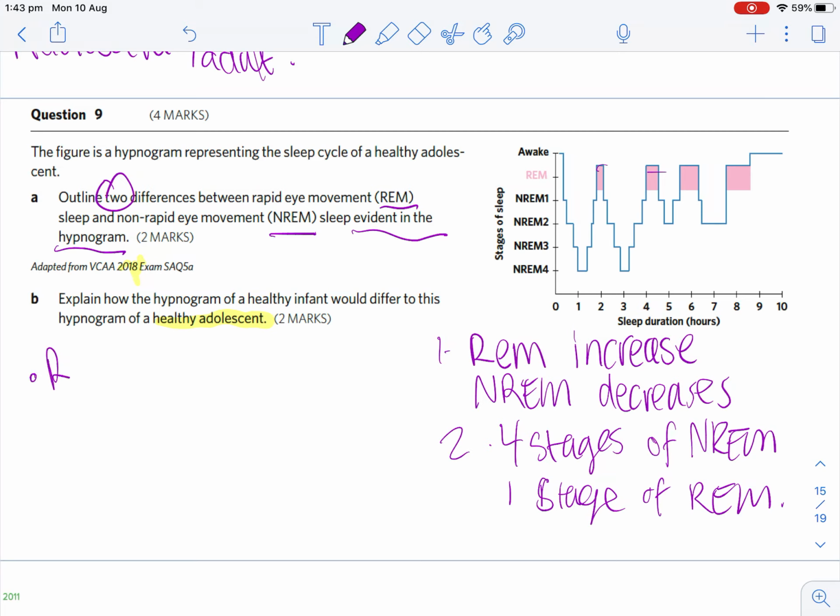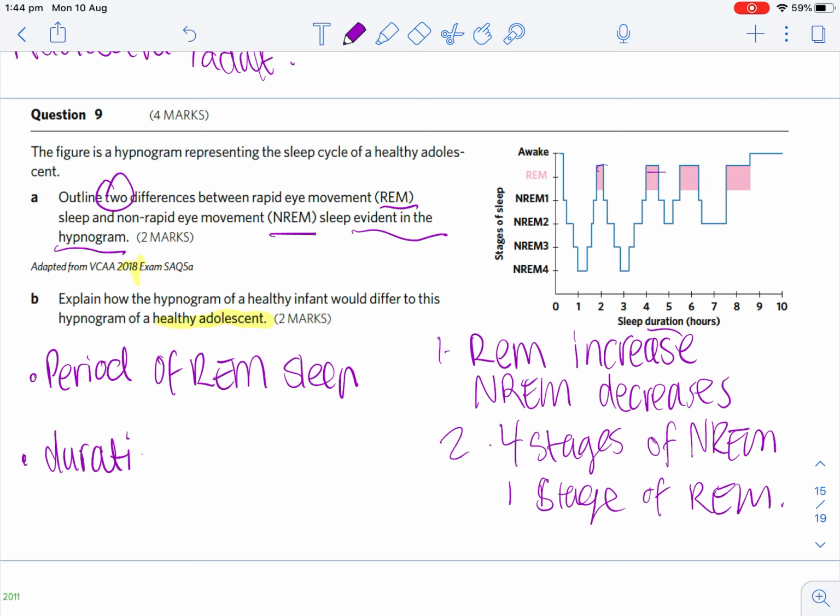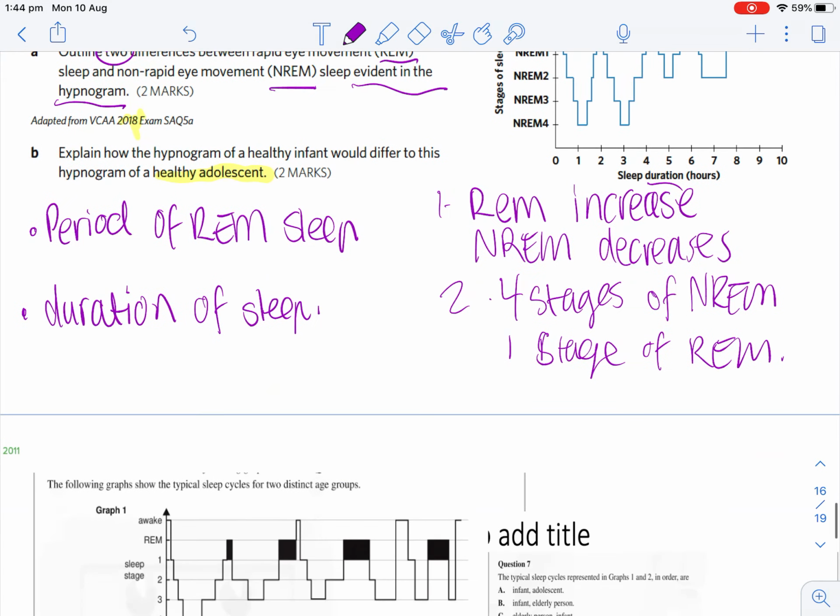So we could talk about the period of REM sleep. We know it's 50-50 in an infant, so you need to explain that. How it would be more for an infant, you can just say why if you want to. And another difference as well, we could talk about the duration of sleep. As we age, it decreases, whereas a healthy infant would sleep for about 16 hours a day. Gosh, I wish I could sleep for that long.